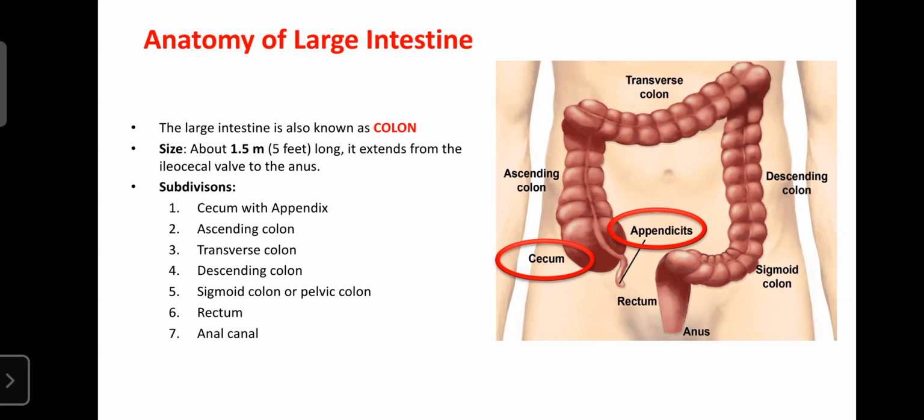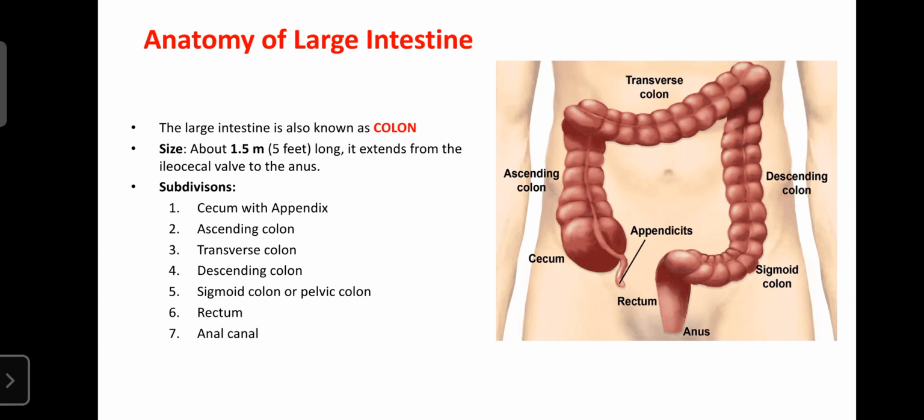The second part of the large intestine is known as the ascending colon. It is present between the cecum and the transverse colon. It also contains bacterial flora involved in the digestion of the food left by the small intestine. The next part is known as the transverse colon. It is the third part, present between the ascending colon and the descending colon, just below the diaphragm. The next part is known as the descending colon. It is present between the transverse colon and the sigmoid colon.